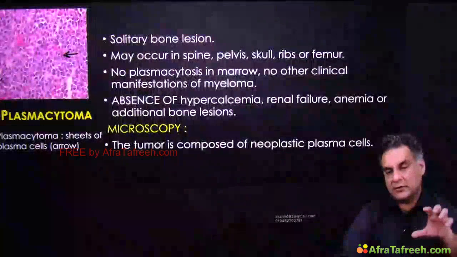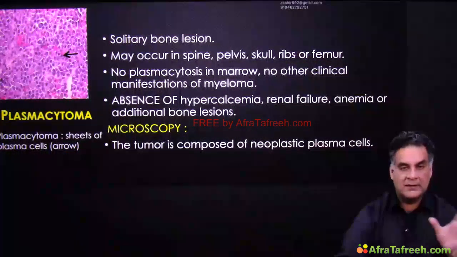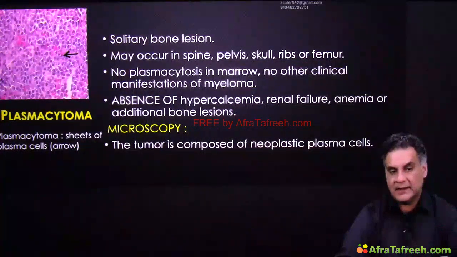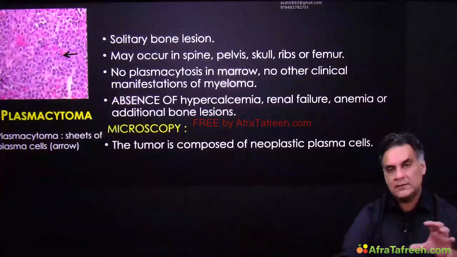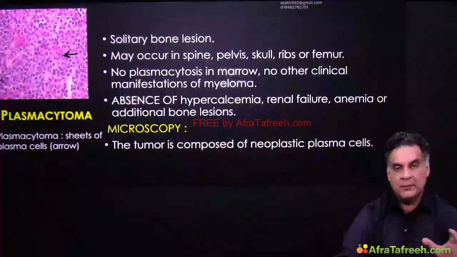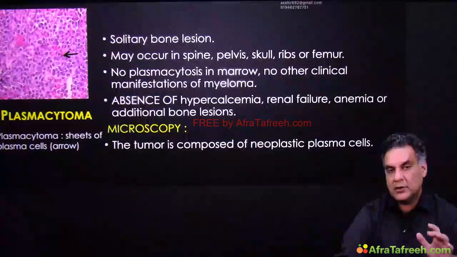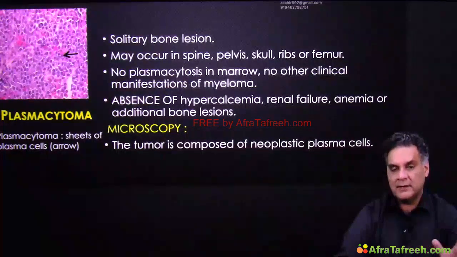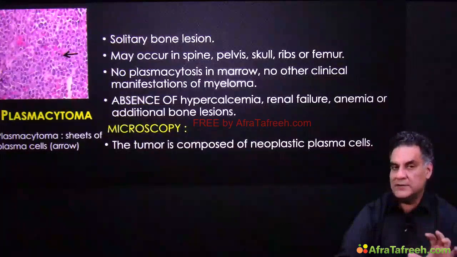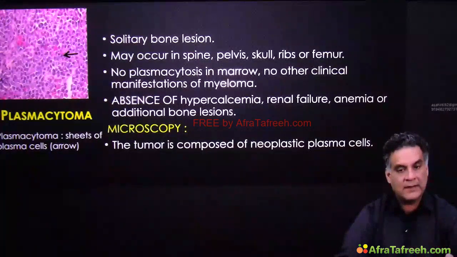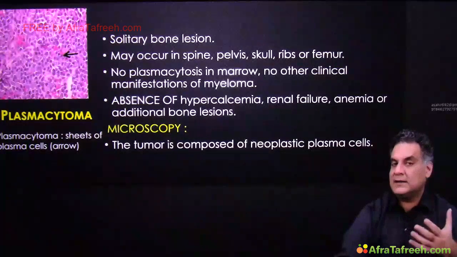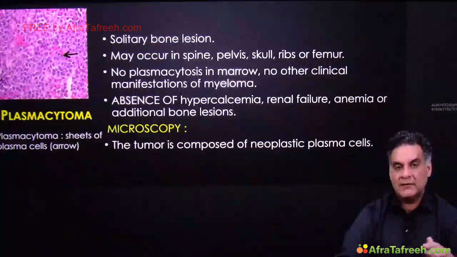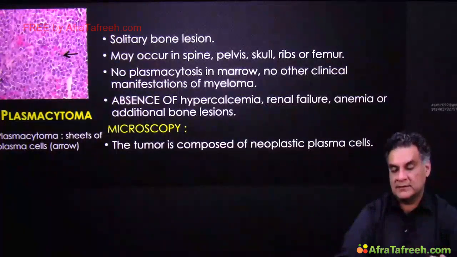Of late, we have got combinations of orthopedics with histoslides. Like here you can see sheets of plasma cells seen in plasmacytoma. They'll give you a history: solitary lesion, spine, pelvis, skull, rib, any bone can be involved. Not a widespread disease like multiple myeloma. There will not be any other clinical feature of multiple myeloma. There won't be hypercalcemia, kidney involvement, low hemoglobin, or any other bone lesion. You will have a uniform sheet of plasma cells.